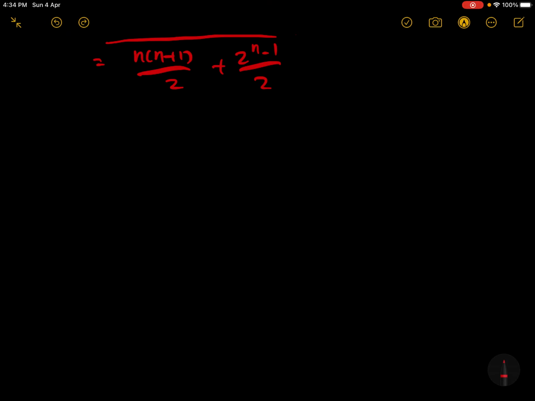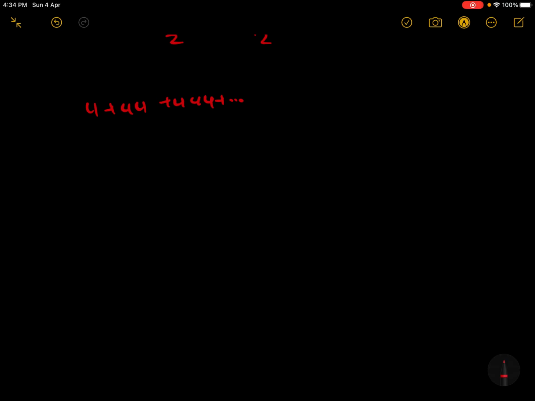So the first thing you have to do is 4 plus 44 plus 444 plus dot dot dot. And then what you have to do is factorize the common factor, which is 4.